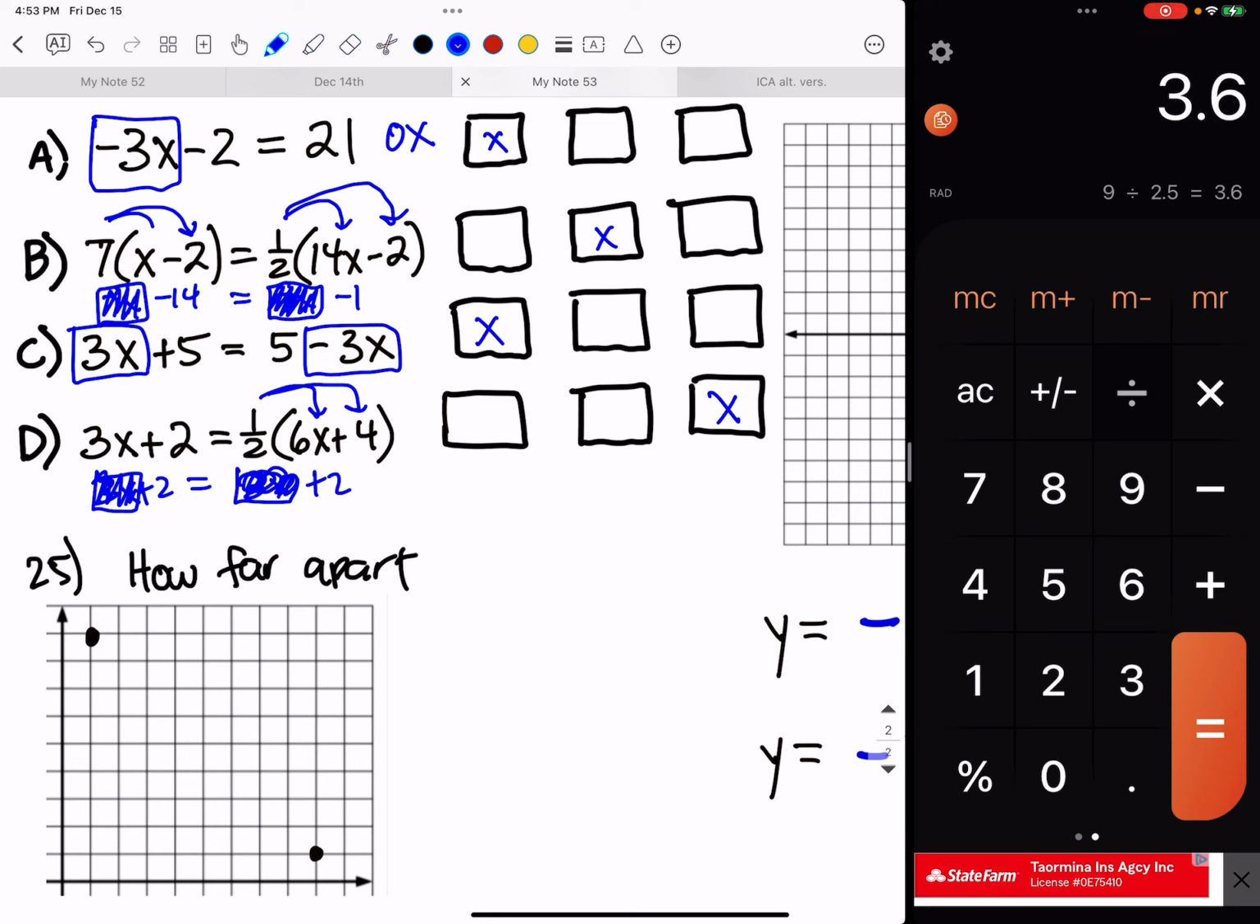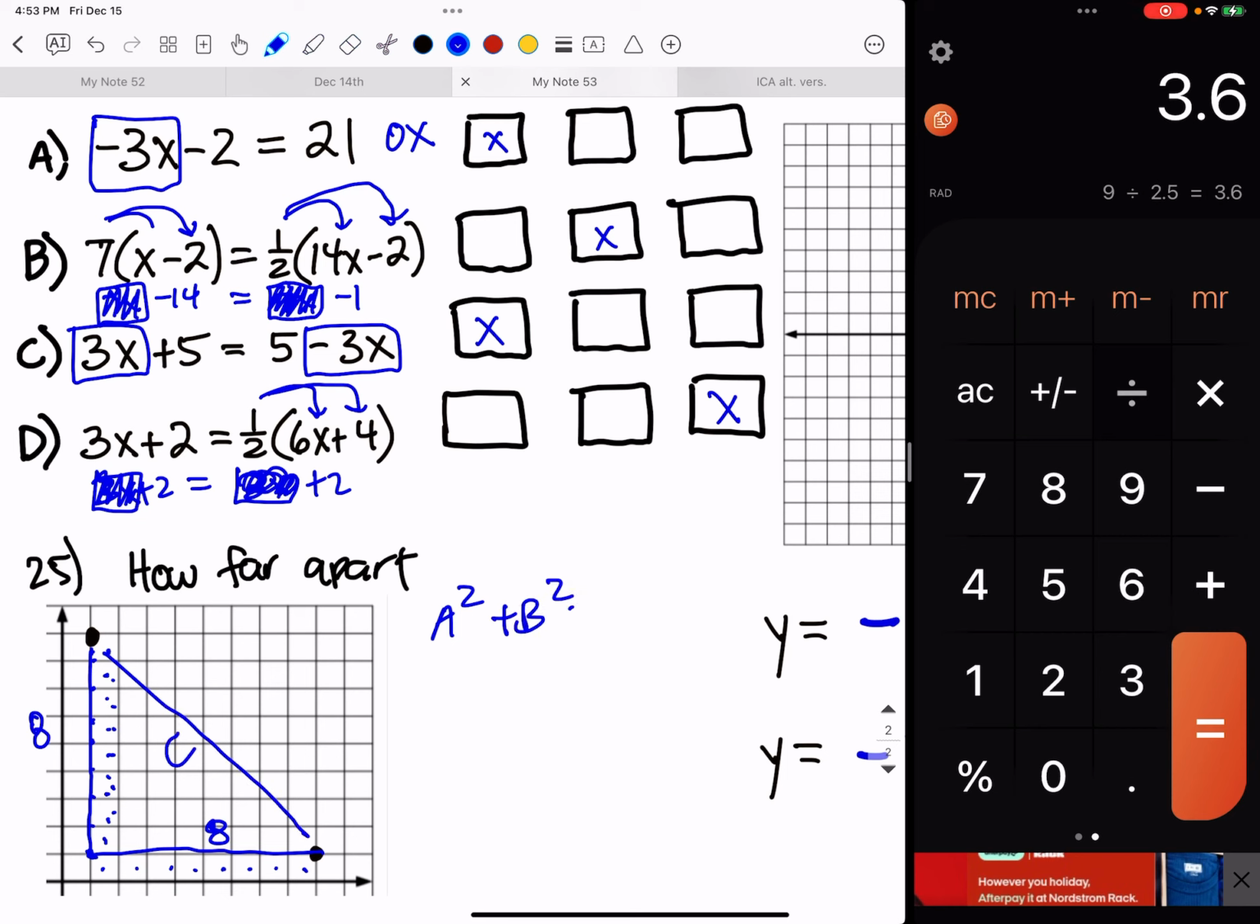All right, how far are these apart? Let's see, this is 1, 2, 3, 4, 5, 6, 7, 8. Yeah, 8. And this one is 1, 2, 3, 4, 5, 6, 7, 8. This one is 8. All right, so this is my c.